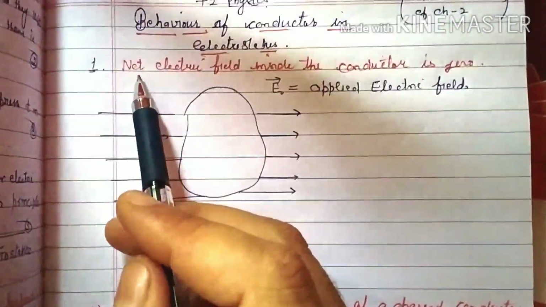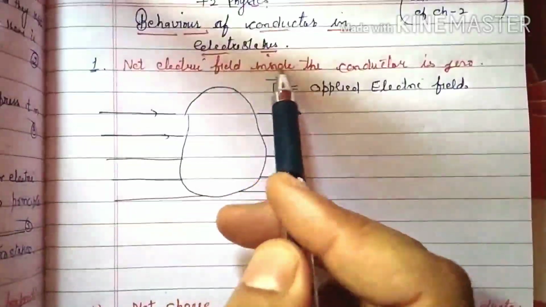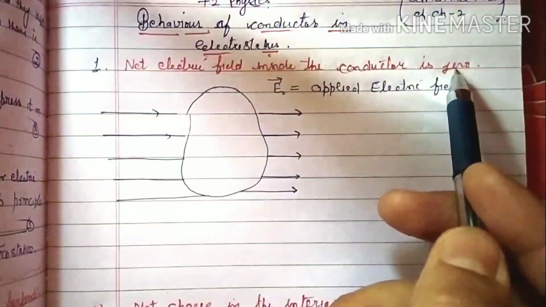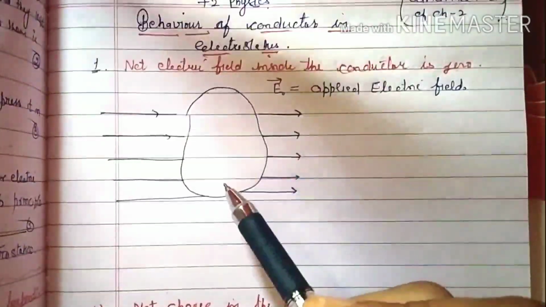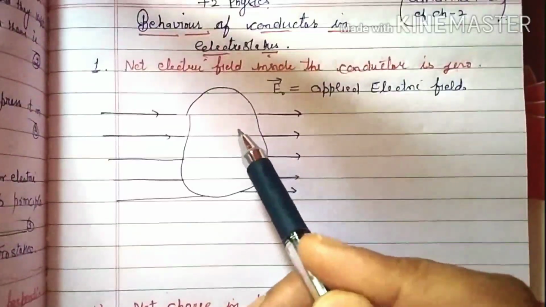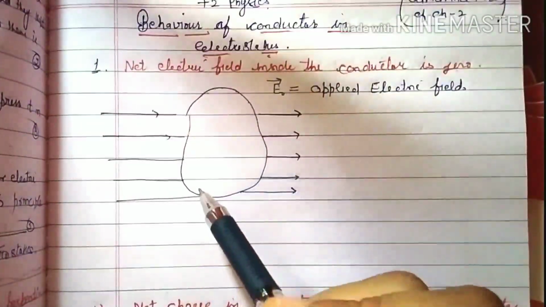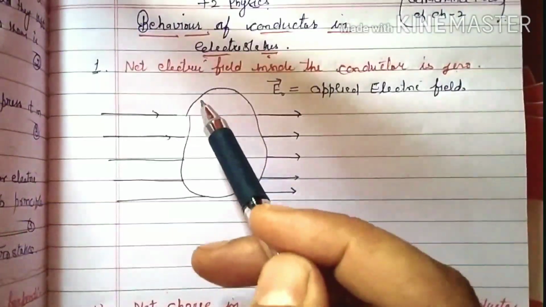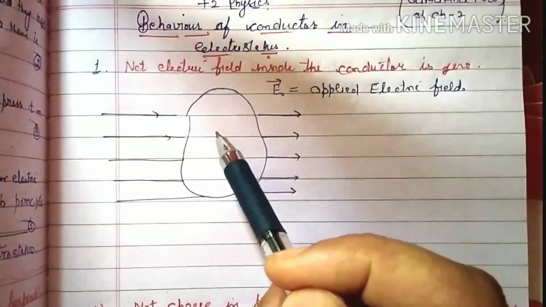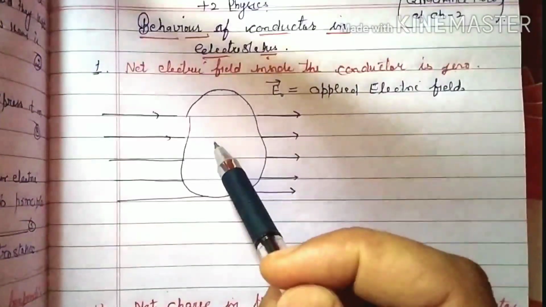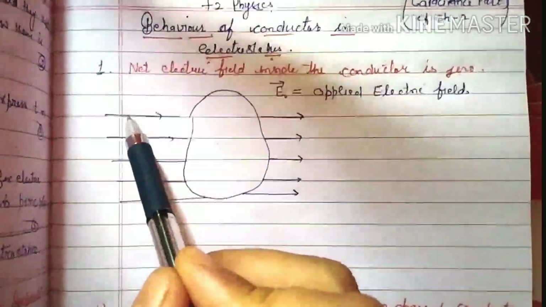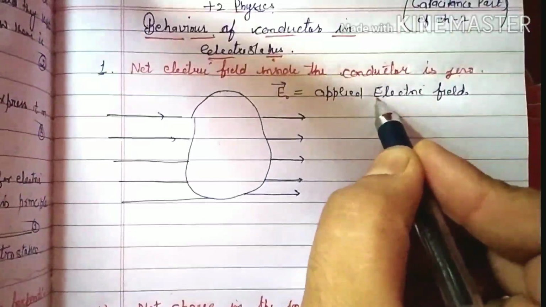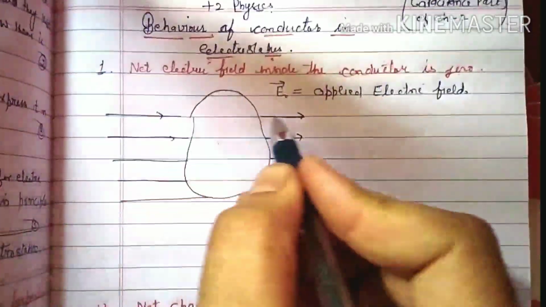The first point is that the net electric field inside the conductor is 0. That is to say, when we place a conductor inside an electric field, the net electric field inside the conductor is 0. Suppose here we have a conductor, a three-dimensional structure. We have to prove that inside the conductor the electric field is 0. These are the electric field lines, and here E naught is the applied electric field.